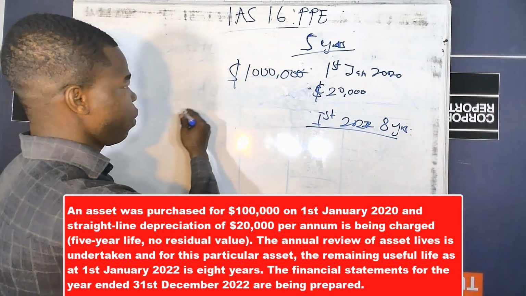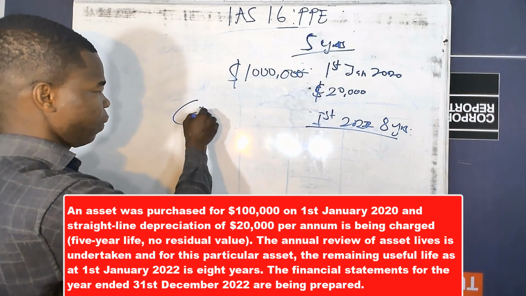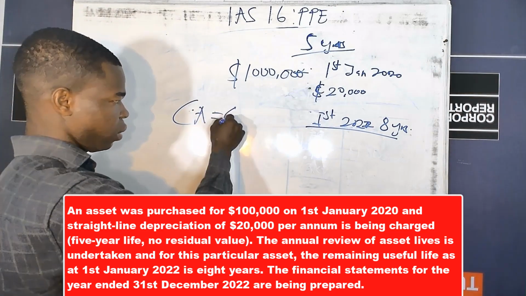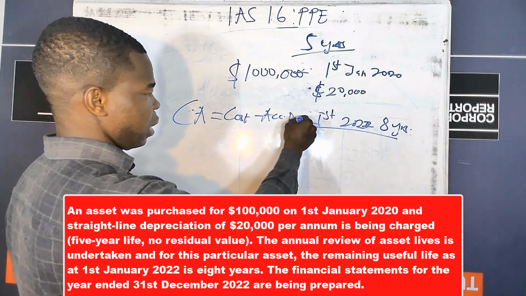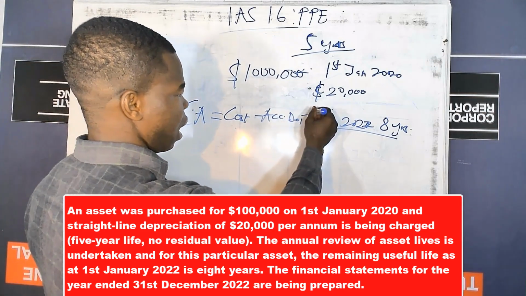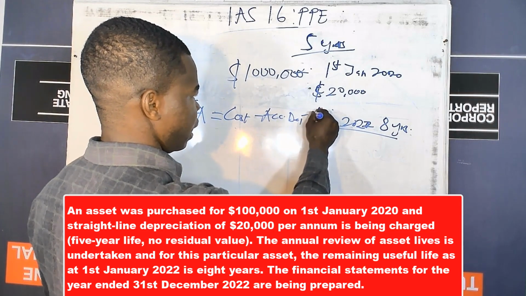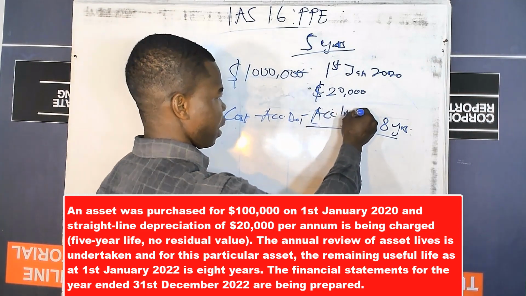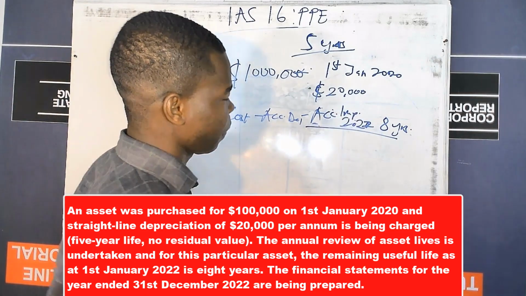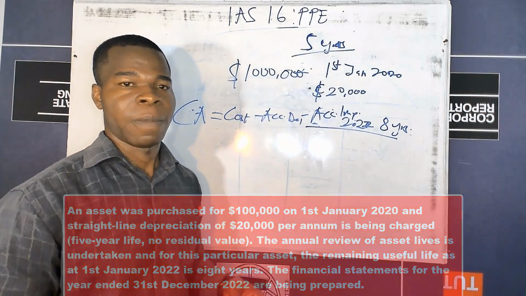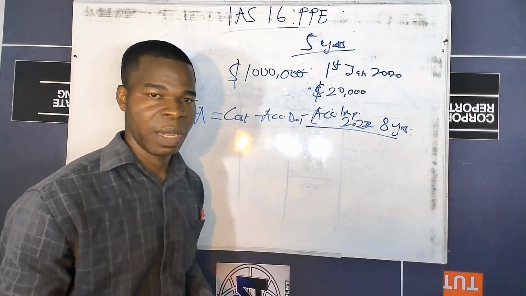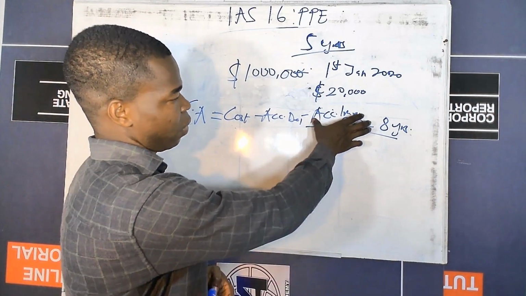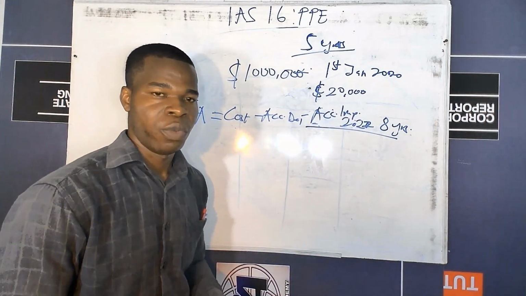Remember that when we talk about carrying amount, we are saying that is the cost, less our accumulated depreciation, and then less our accumulated impairment, if there is any. Impairment is also accounted for under IAS 36. That's why I didn't talk much about it. It has a separate accounting standard, so when we come there, we will probably look at it.